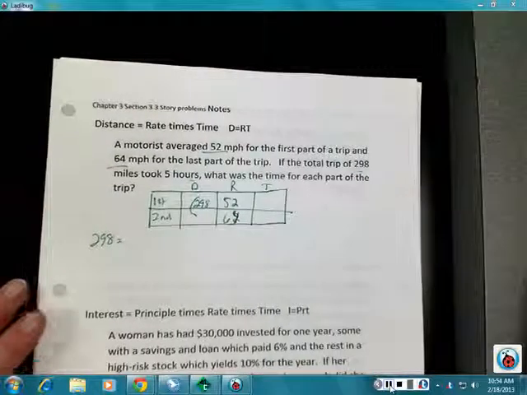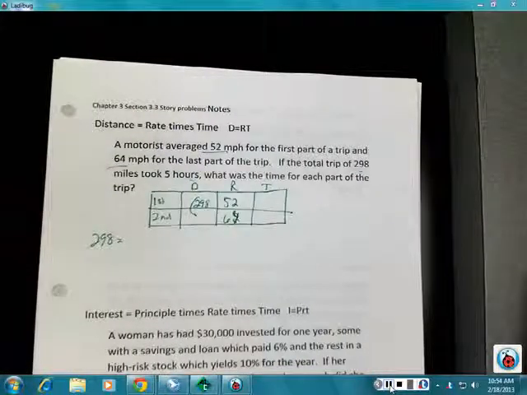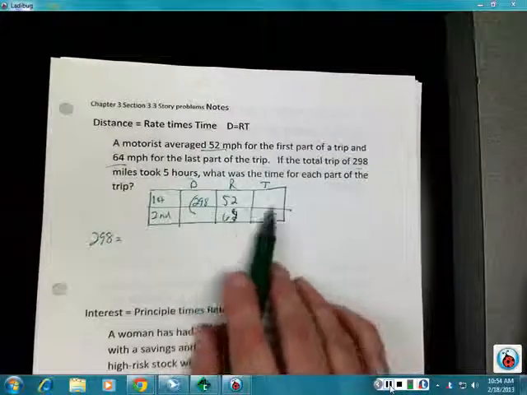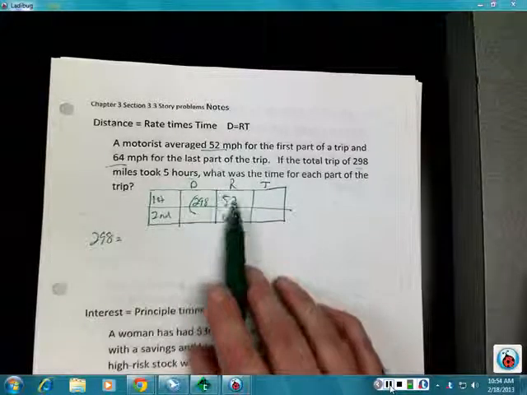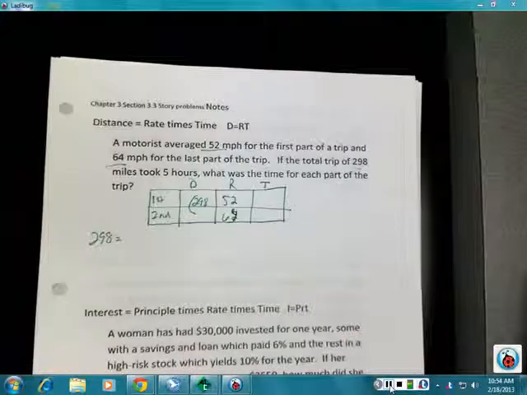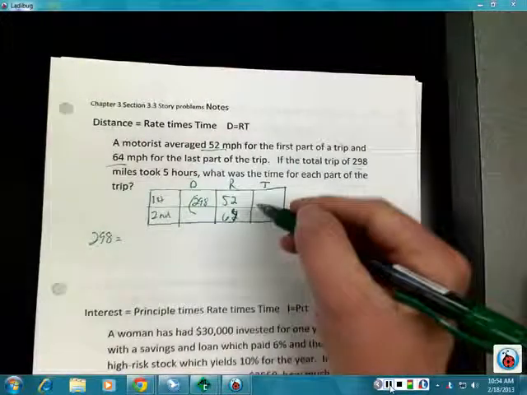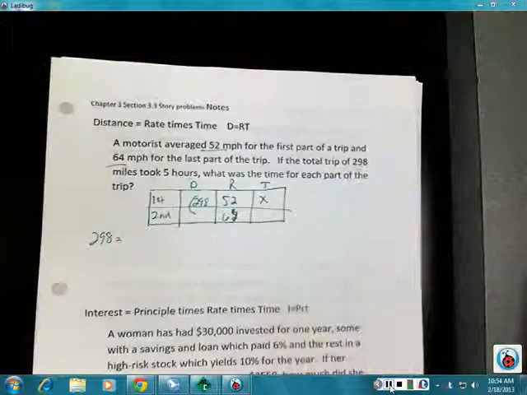Half of 5. Do I know it's half? No, actually, you don't. Do I have a clue that I took half of my 5 and drove here and half of it drove here? Probably wouldn't end up working out because I times this by 2.5 and this by 2.5 and it might not be right. So what you can do in here is just put an X.